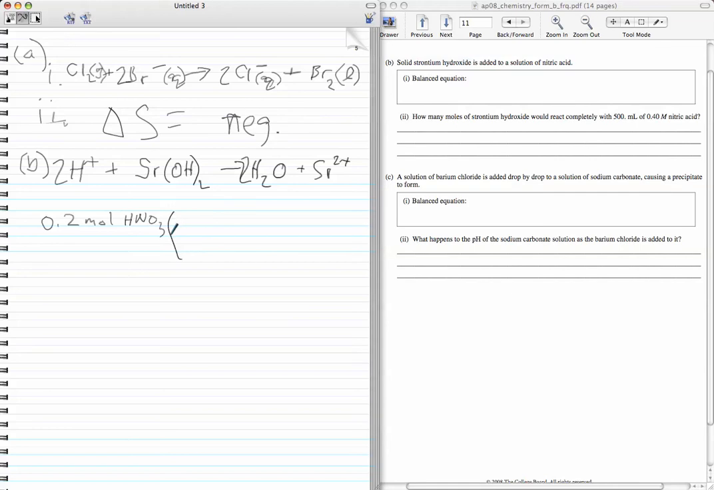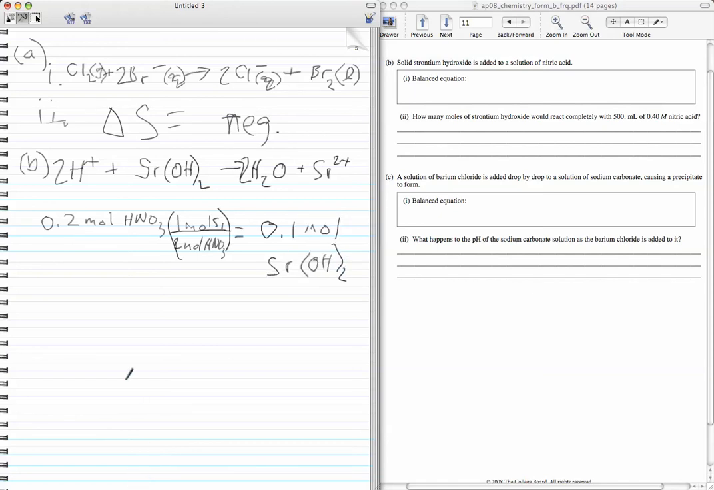and we're going to see that for strontium hydroxide, there's a ratio of 2 moles of nitric acid for every 1 mole of strontium hydroxide. So 0.2 divided by 2, we can get 0.1 moles of our strontium hydroxide to react completely with that amount.